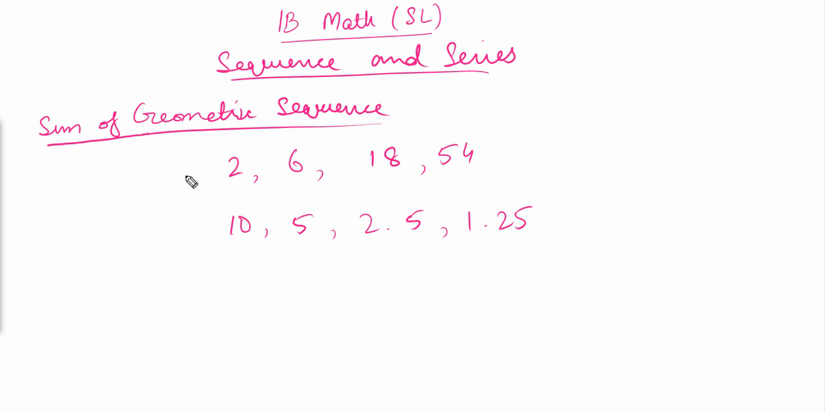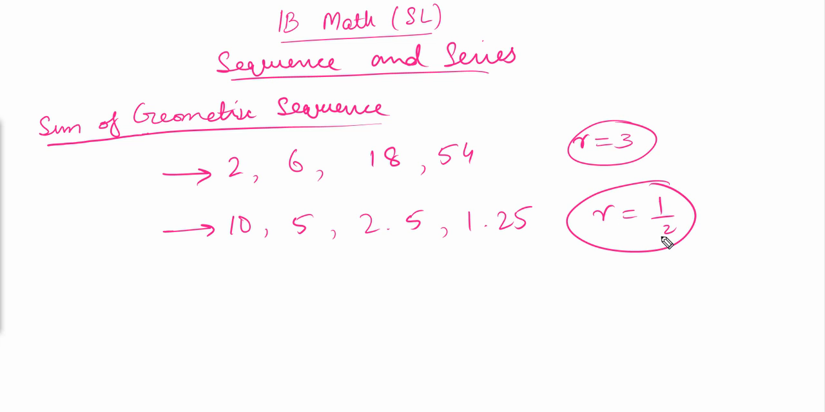Okay, so we have 2 sequences here: 2, 6, 18, 54. The common ratio for this sequence is 6 over 2, that is 3, 18 over 6, that is 3, 54 over 18, that is 3. So the common ratio is 3. And for this other sequence, the common ratio will be 5 over 10, or 2.5 over 5, 1.25 over 2.5. So that will be equal to 1 over 2.